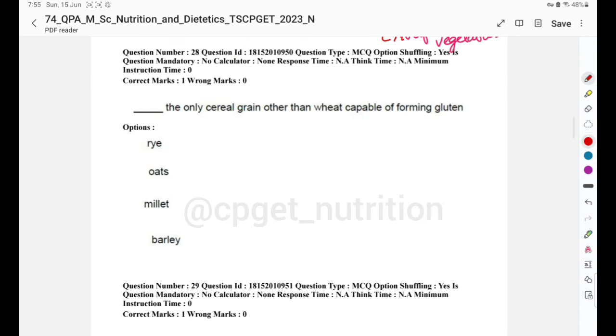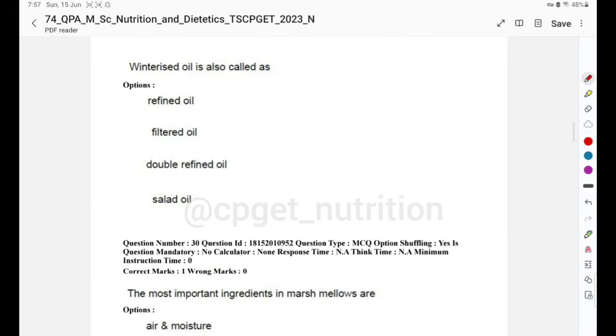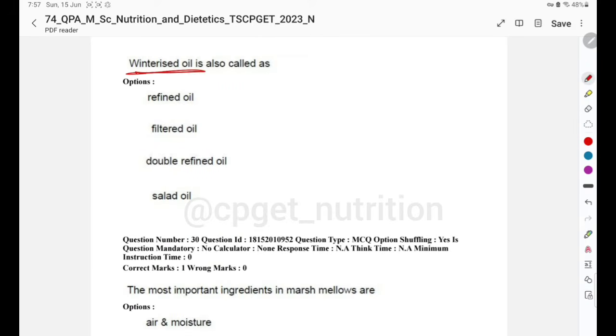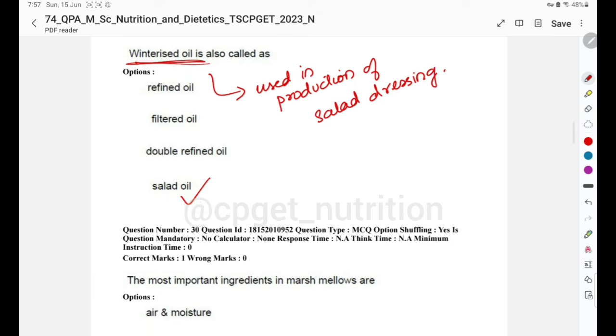Moving on to the next question, dash is the only cereal grain other than wheat capable of forming gluten. So here both the options, first one rye and the last option barley, both are correct because both rye and barley can form gluten. Moving on to the next question, winterized oil is called as dash. So the correct answer is the option 4, salad oil, because winterized oil is used in the production of salad dressings. Okay, winterization is the process used.